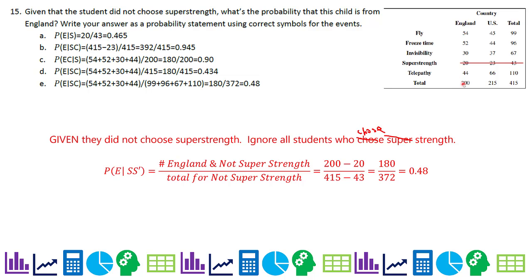So I'm saving a little extra time. And then the total for everyone that did not pick super strength, so I just subtracted these 43 from the 415. I get 180 over 372, which is 0.48. So that is the correct answer. And that's it for your reflection problems.